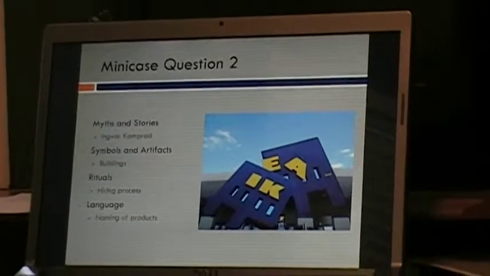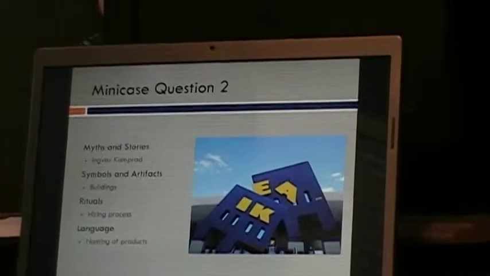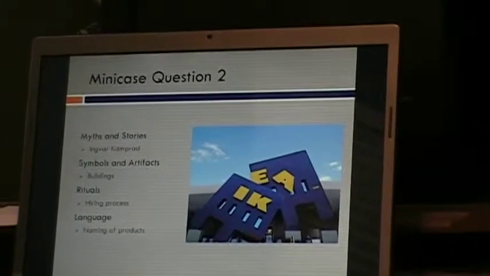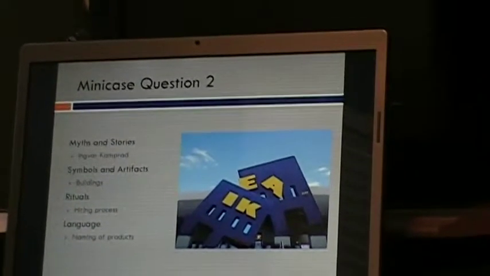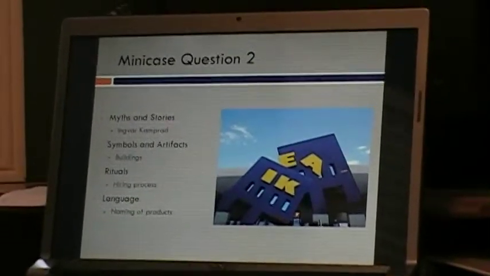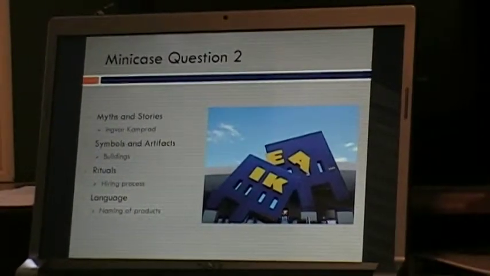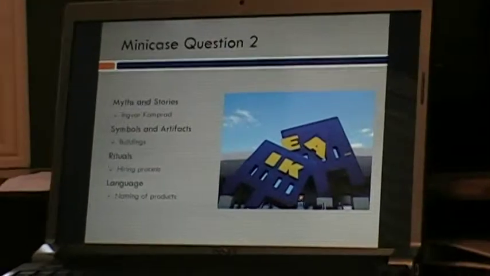The third factor is rituals. Rituals are recurring events or activities that reflect important aspects of the underlying culture. Not many of IKEA's rituals are talked about in the article. Research on the internet does not reveal much else in the way of rituals or other recurring events at IKEA.